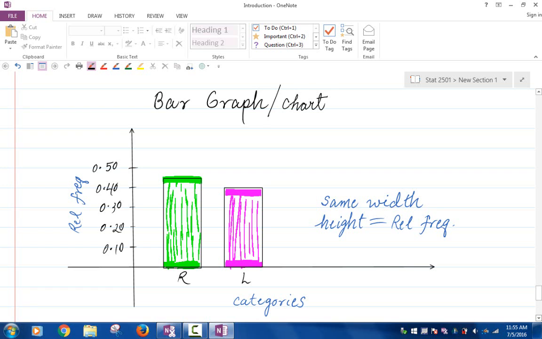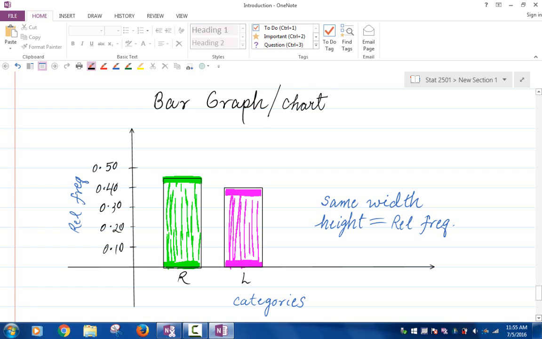So I can use a bar graph like this to represent the data. If you look at this bar graph, you can get a quick understanding of what's going on. Quickly, you can say that 40% of the voters prefer Landon. Right away, you can say that 45% prefer Roosevelt from this graph.